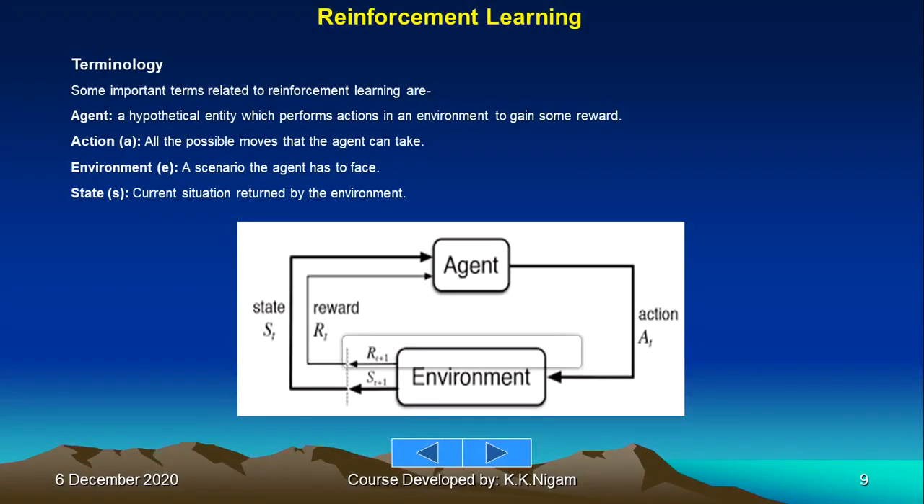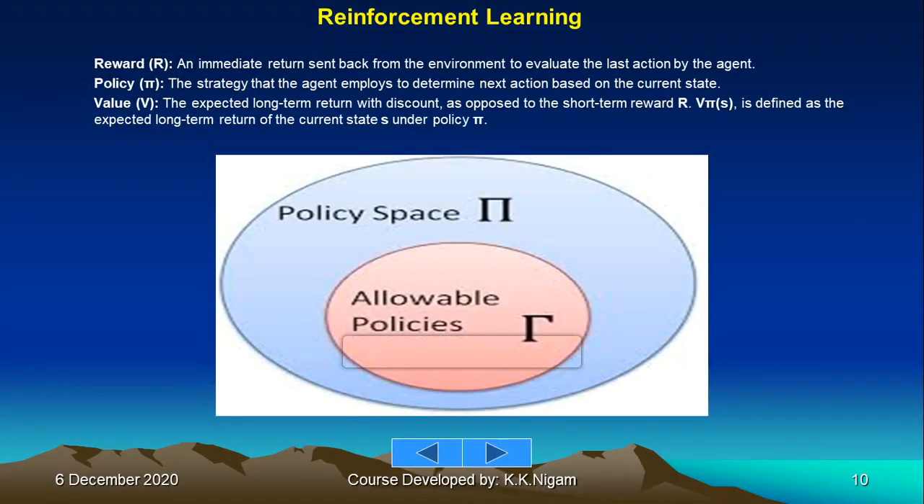Now some terminology that we must know. Agent: a hypothetical entity which performs actions in an environment to gain some reward. Action is depicted as A: all the possible moves that the agent can take. Environment is depicted as E: a scenario the agent has to face. State is depicted as S: the current situation returned by the environment. Reward is shown as R: an immediate return sent back from the environment to evaluate the last action by the agent. Policy pi: the strategy that the agent employs to determine the next action based on the current state. Value V: the expected long-term return with discount, as opposed to the short-term reward R. V pi of S is defined as the expected long-term return of the current state S under policy pi.